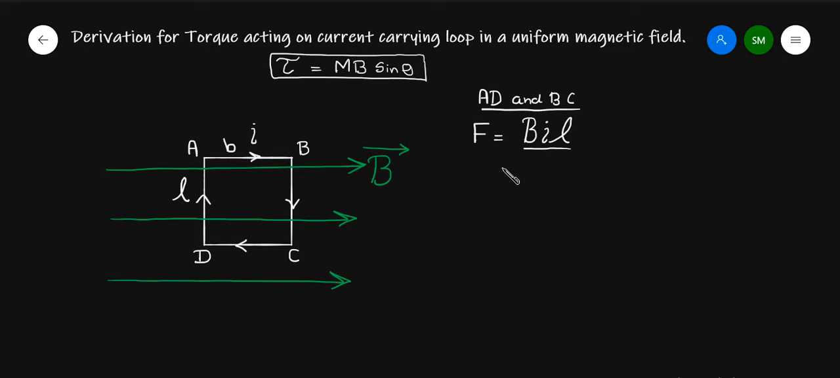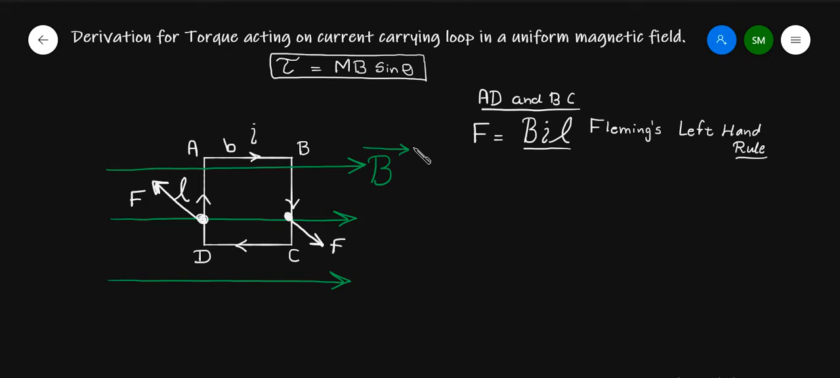To find the direction of this force, you need to use Fleming's left hand rule. This is almost a similar thing to what we have done in the moving coil galvanometer also. So if I calculate the direction of the force, we can easily see that the force acting on the AD side will be inside the page, and the force acting on the BC side will be outside.